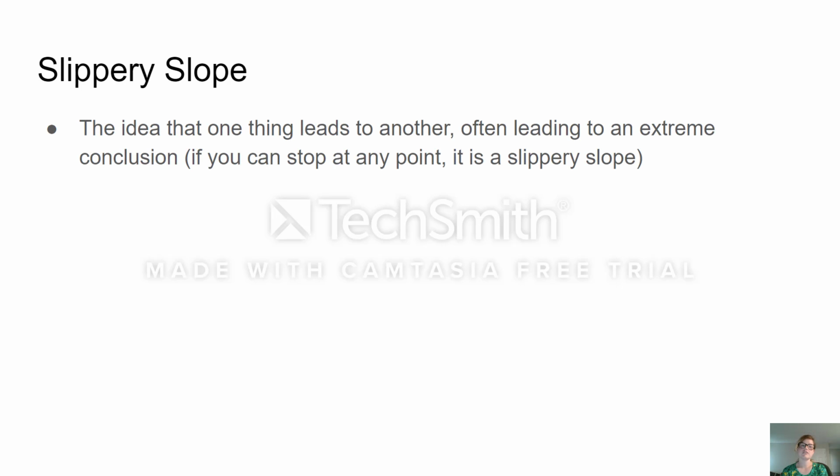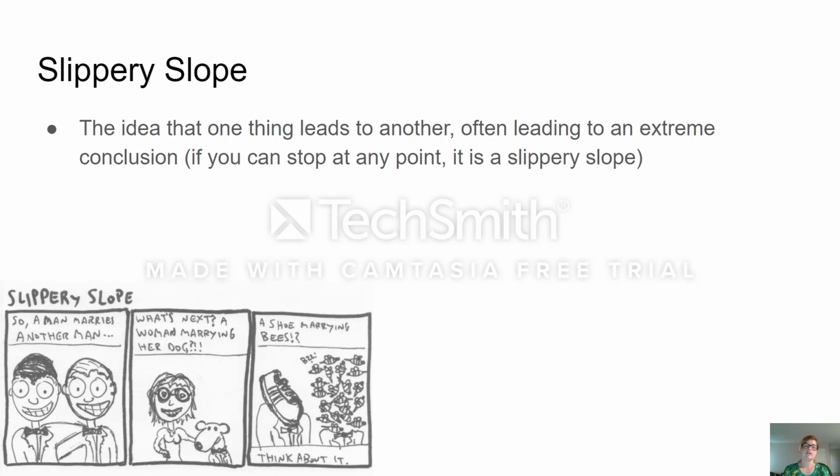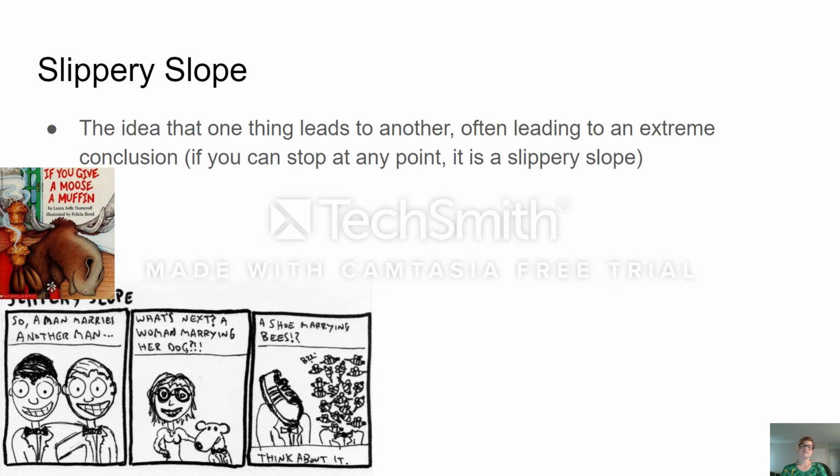So the first logical fallacy I want to talk about today is slippery slope. Slippery slope is the idea that one thing leads to another, often leading to an extreme conclusion. If you can stop at any point, then it is a slippery slope. So an example of this: a man marries another man. What's next? A woman marrying her dog? A shoe marrying bees? Think about it. If you can stop at any point, it's a slippery slope. Just because one man marries another man doesn't mean a woman's going to marry her dog or anything of the sort.